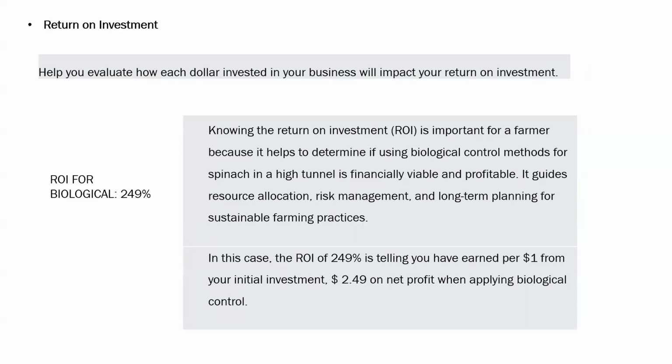Another way to compare your investments is through the return on investment, as it shows how much profit is generated for every dollar invested in the farm. So in this case, investing in biological control in spinach cultivation under high tunnel production, the ROI was 249%, meaning that for every dollar invested, you will earn $2.49, but now in net profit.